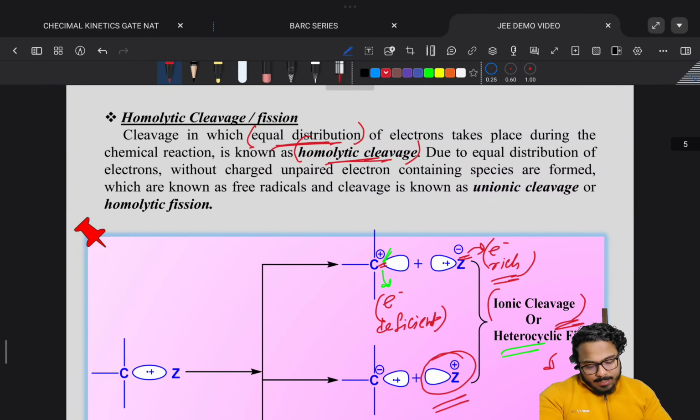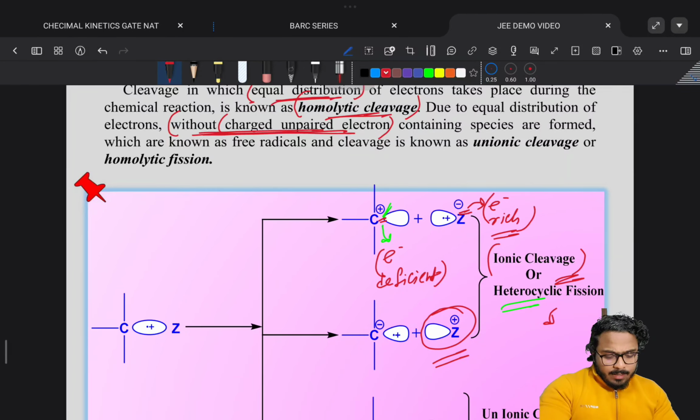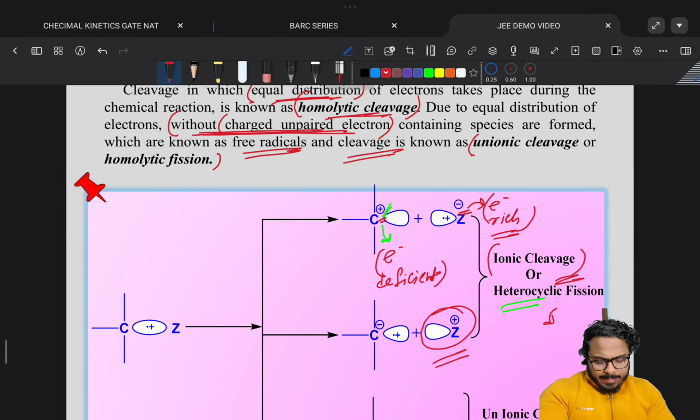Due to equal distribution of electron, unpaired electron without charge, these species are formed which are known as free radicals. This cleavage is also called homolytic fission. Hope you understand these two types of bond cleavage.